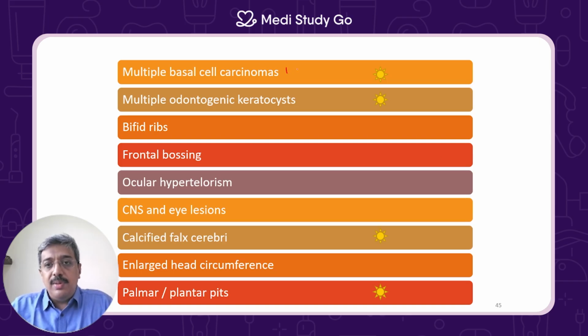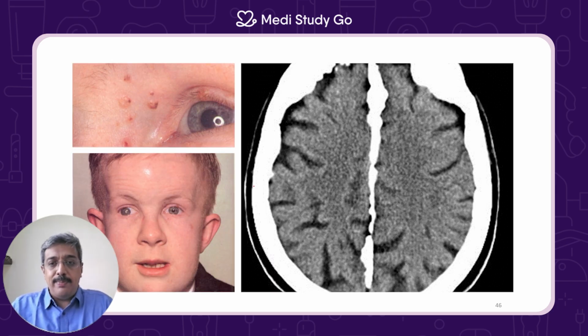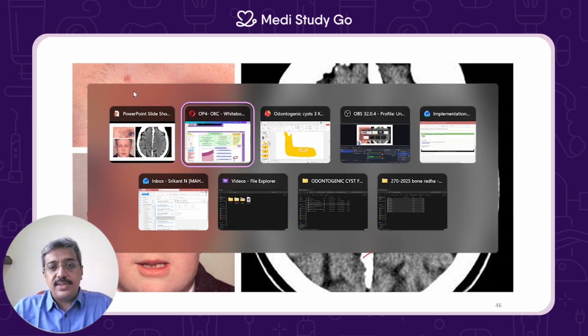And you see multiple basal cell carcinomas, odontogenic keratocysts, bifid rib, frontal bossing, ocular hypertelorism, and medulloblastoma may also be seen along with palmar-plantar pits. So you can remember this individual: hypertelorism, too much distance between the eyes, a very flat nasal bridge, calcification of the falx cerebri, multiple basal cell carcinomas seen in the sun-exposed area, along with the presence of multiple odontogenic keratocysts.